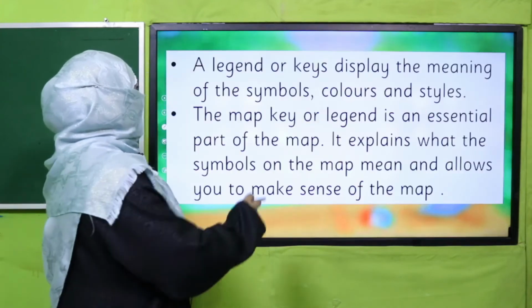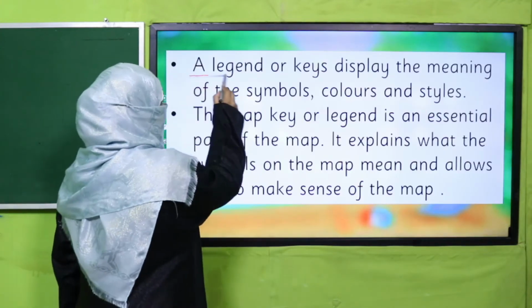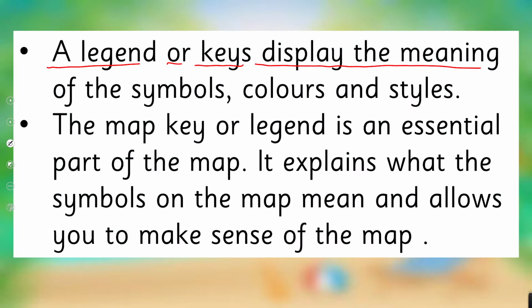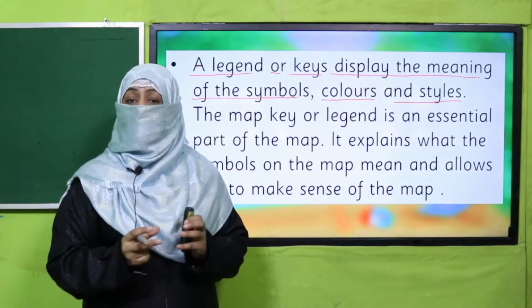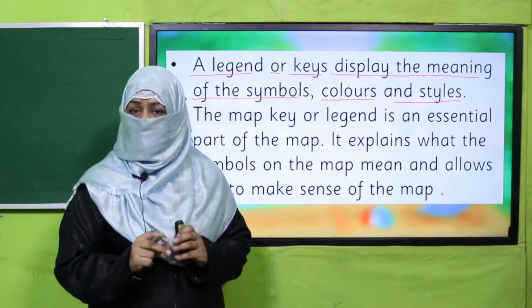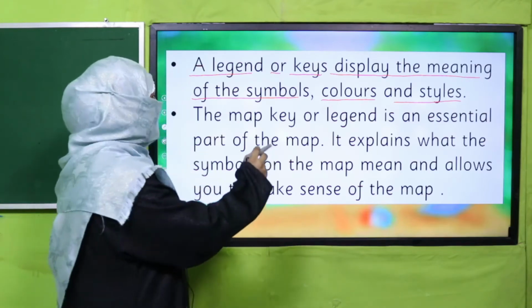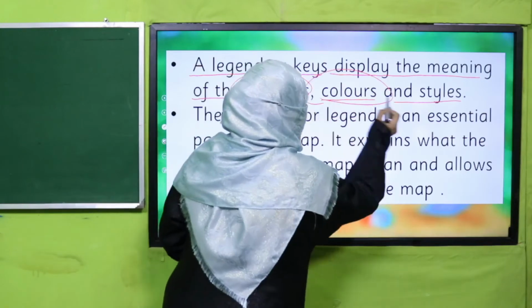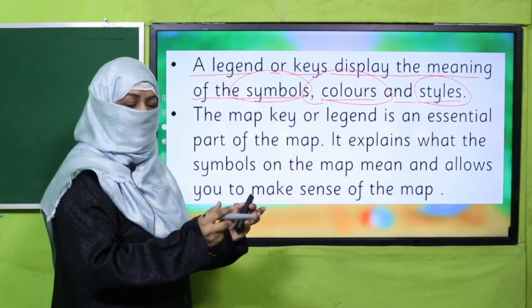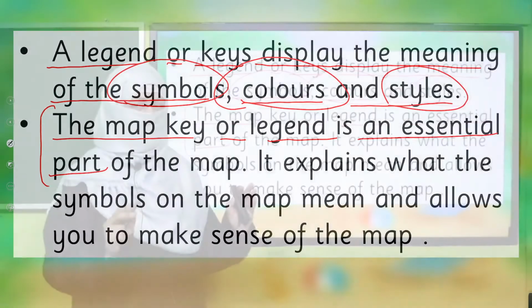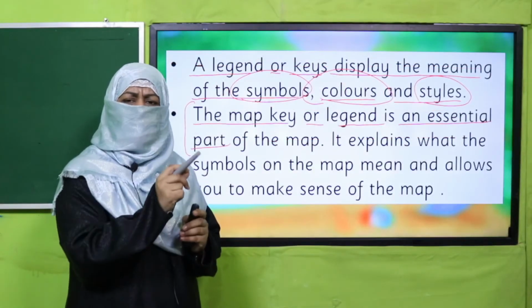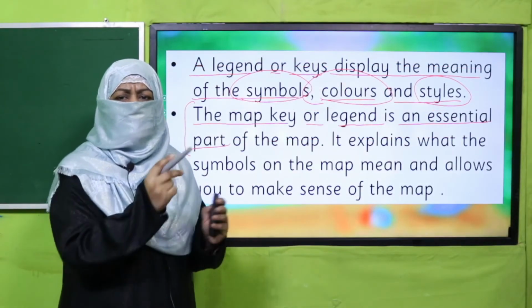Okay. Now, what is legend or keys? A legend or keys display the meaning of the symbols, colors and styles. Basically, to draw a map, we collect a lot of information, but we cannot write everything over there. So, we use symbols or different colors or styles to differentiate the things. The map key or legend is an essential part. It is very important. Without this, a map is incomplete, because I cannot find out why you have drawn a yellow colored circle over here. What does it mean?